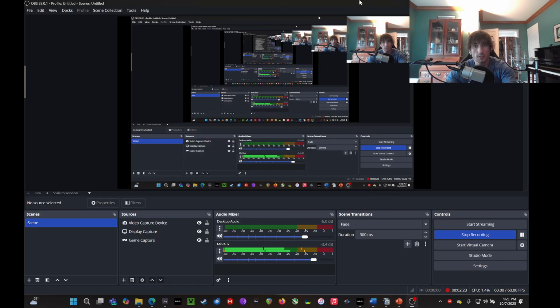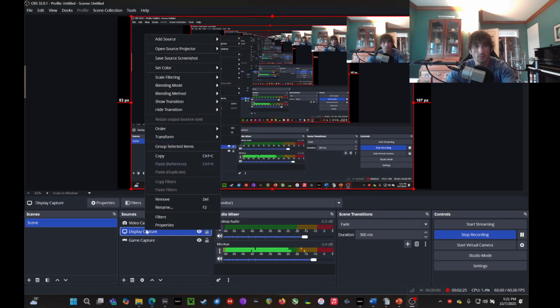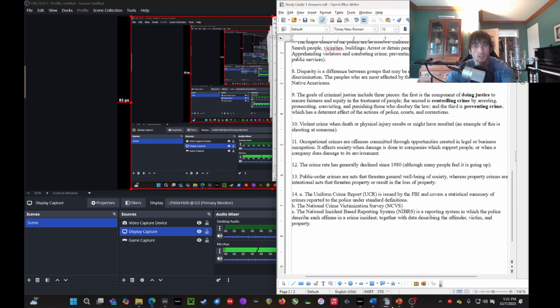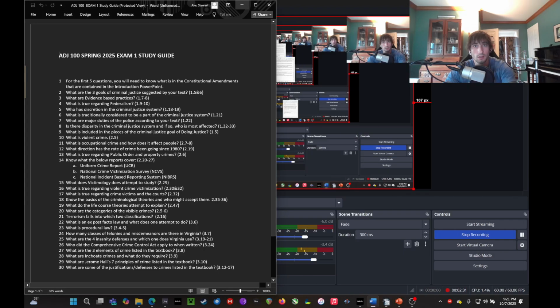Can you really not see that? What is it doing? I just caught the display capture. Yeah, display capture. Are you showing this? Okay, you are showing it. All right.